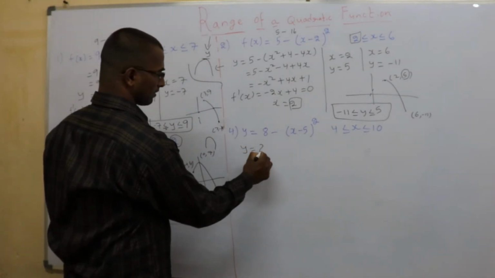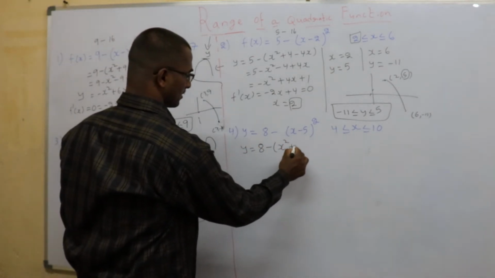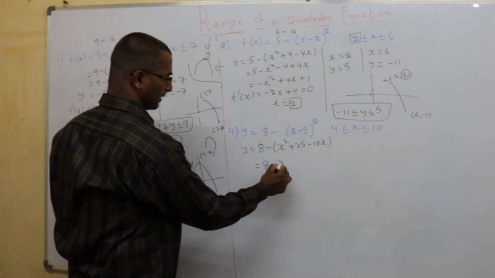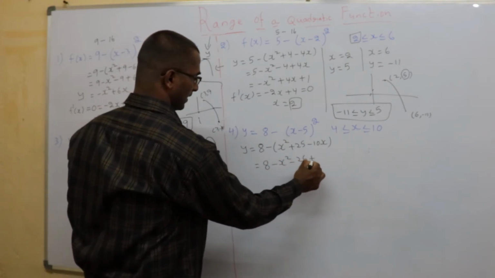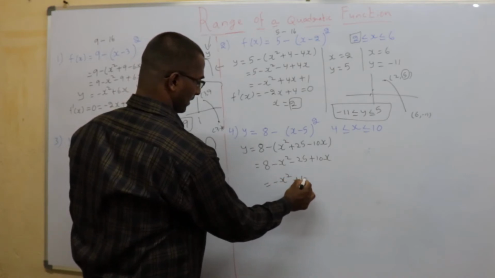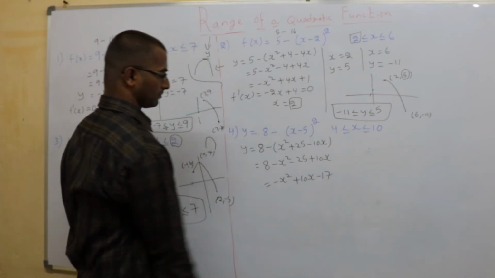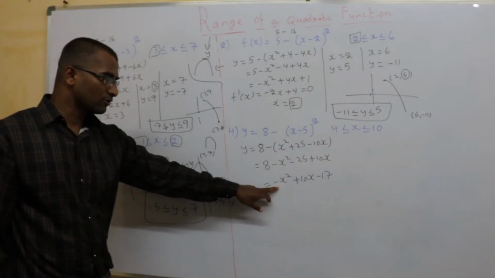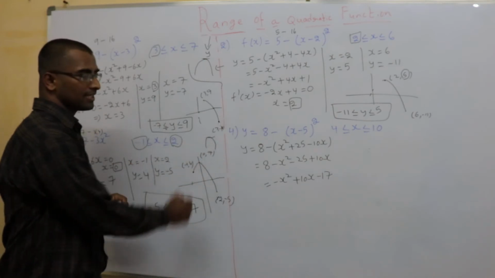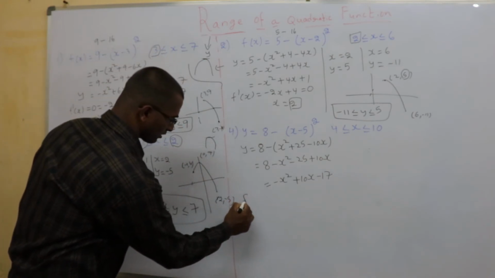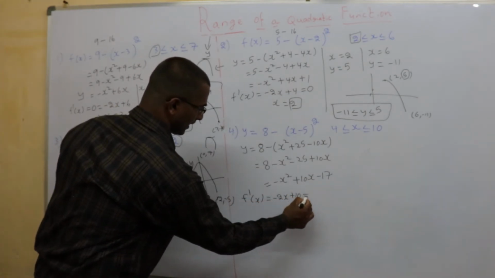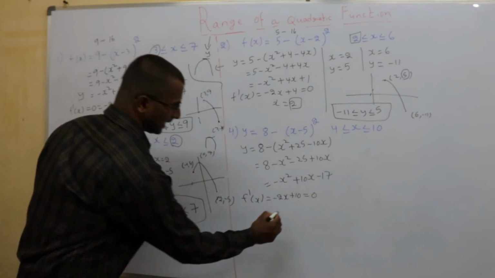Expanded, x square plus 25 minus 10x. So how much will I get? 8 minus x square minus 25 plus 10x. So it is minus x square plus 10x minus 17. Again, sign before x square is negative, so I get this curve. Again, I need to find that turning point. So f dash x equal to minus 2x plus 10. Turning or stationary equal to 0, so x I get 5.